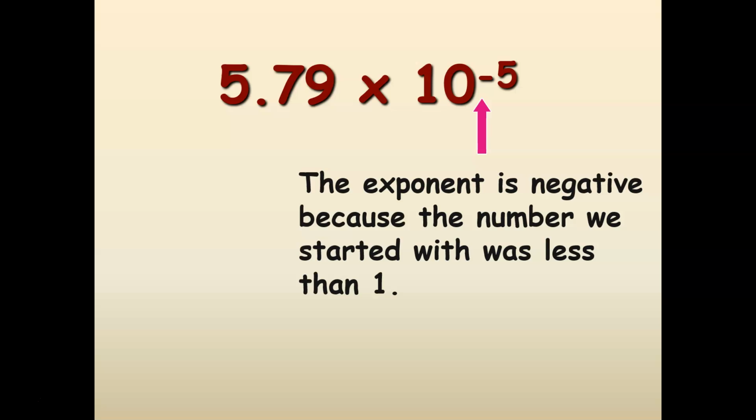So literally what this means is 5.79 times 1 over 10 times 1 over 10 times 1 over 10 times 1 over 10 times 1 over 10. That's what it means when we see the negative. We're dividing by 10 every single time.